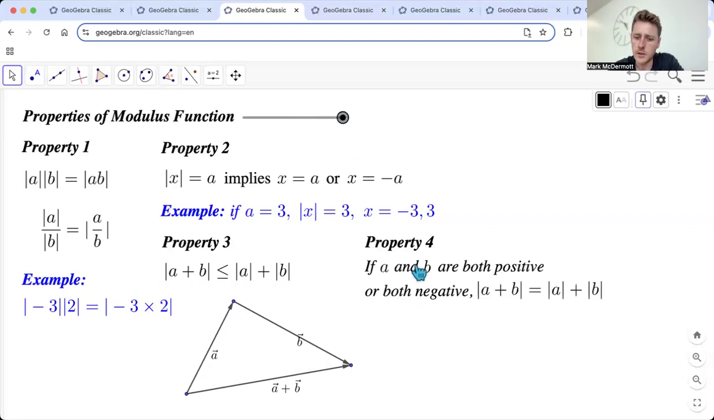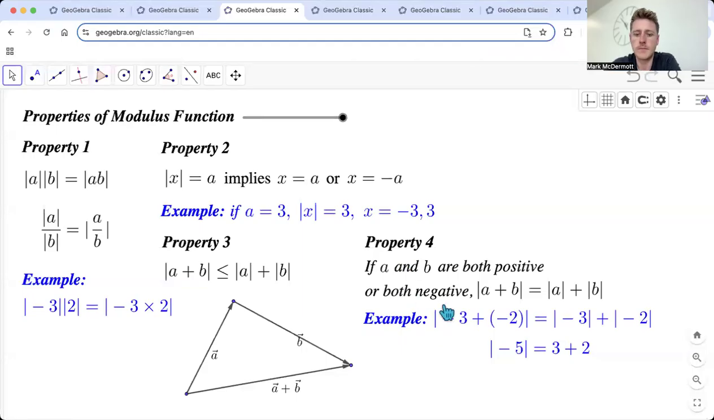All right, let's have a look at one of the last properties here. Property 4: if A and B are both positive or both negative, the modulus of A plus B equals the modulus of A plus the modulus of B. Okay, and that should make sense. If we were to do a substitution in here, in fact, I'll put some numbers in to help.